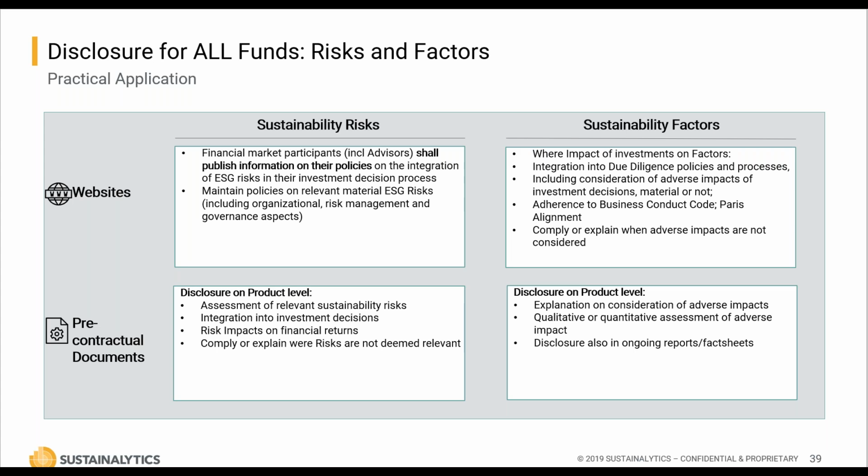So while some of this info has to be published on a website, there is also specific info that has to go into pre-contractual documents. On the product level, all relevant and major risks have to be assessed and disclosed. However, the goal is not to disclose all risks, but the major ones. And then also, what's the alleged impact of such risks on investment returns? This has also to be disclosed.